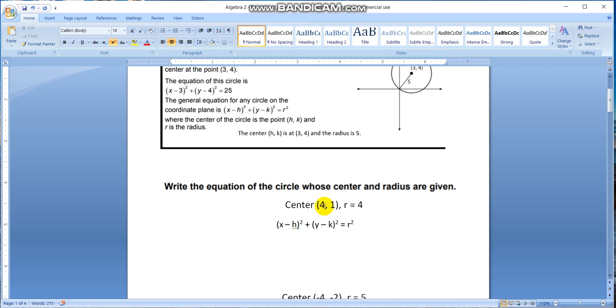The center of the circle, so this is, I'm going to make that a little bigger, sorry. There we go. Okay, I'll make it bigger later, don't worry.